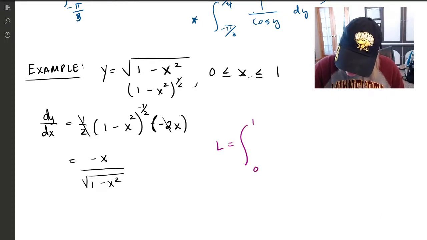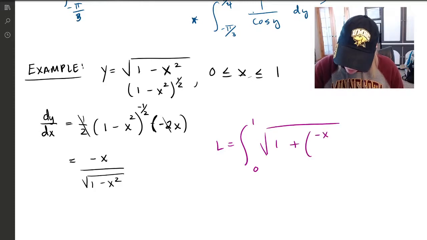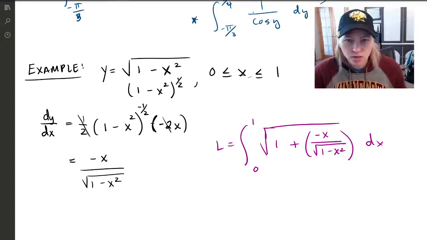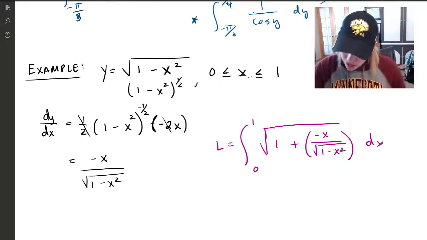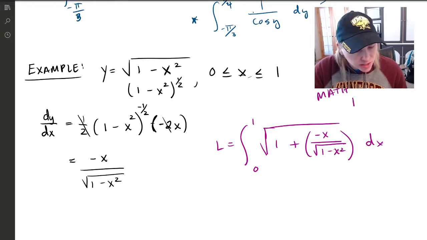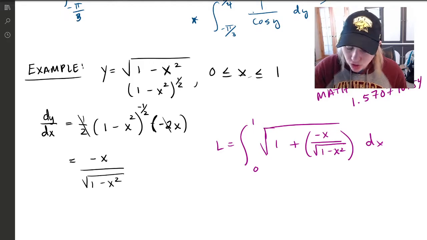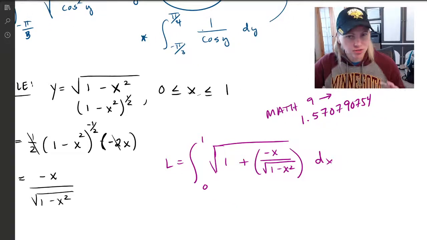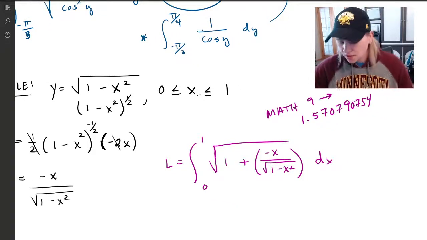Now let's start plugging it into our length of curve formula. We're going to go from 0 to 1, the square root of 1 plus, and now we're going to do this derivative squared. Now, if this was a calculator active problem, this is where I would stop and evaluate using my calculator. And when I do that, using Math 9, I'm going to get this answer, 1.570790754, which should look familiar. It's one of our values from the unit circle.